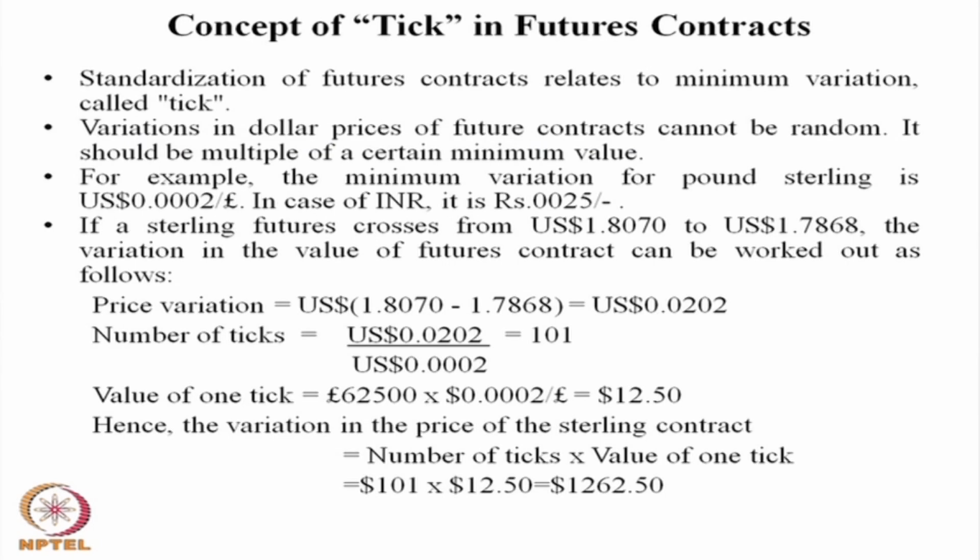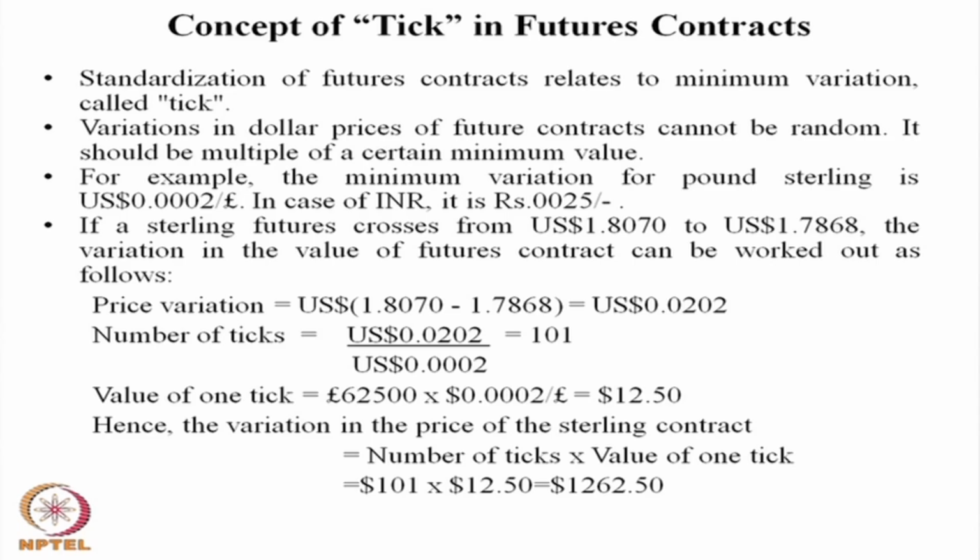How much fluctuation there can be depends upon the tick of the futures contract. On the basis of tick size, the settlement price and MTM variation are calculated. So, what is the tick? Tick is nothing but the standardization of a futures contract related to minimum variation. The minimum variation of a contract is called tick. Variation in dollar prices of a futures contract cannot be random.